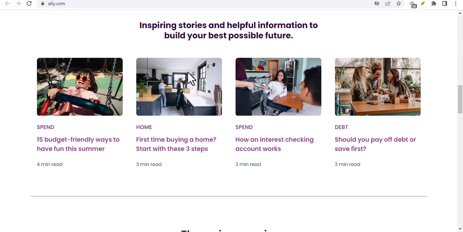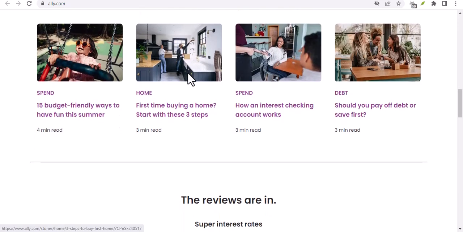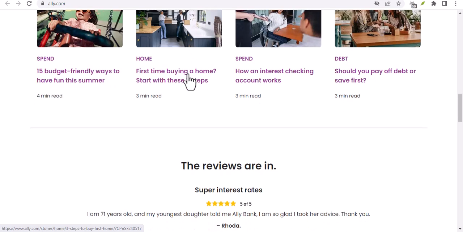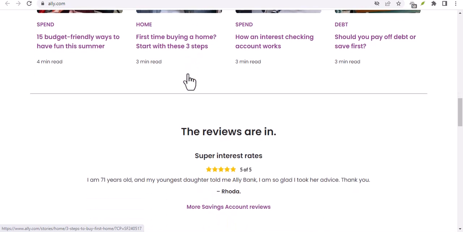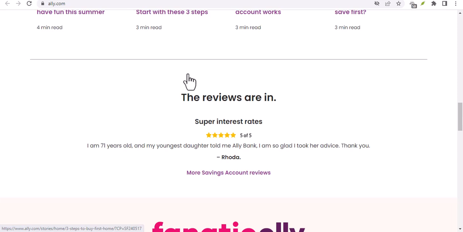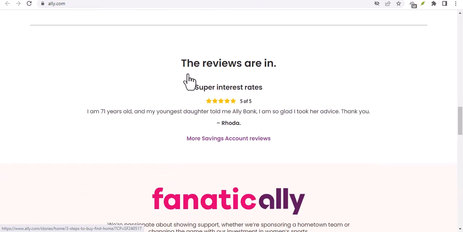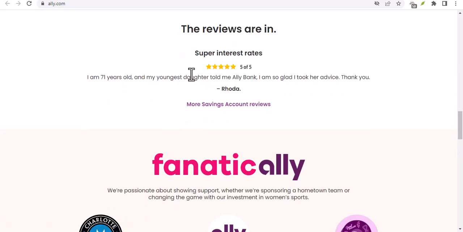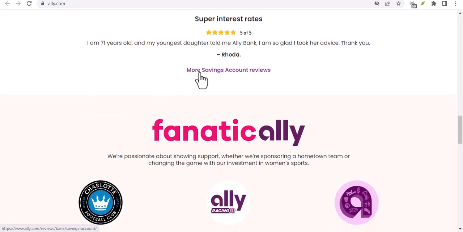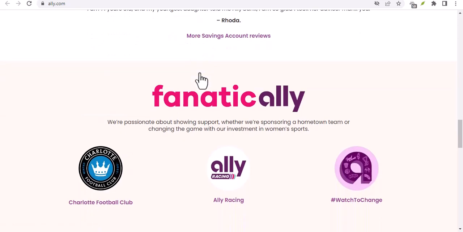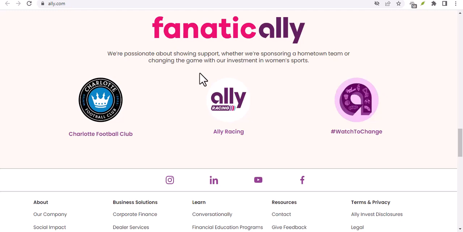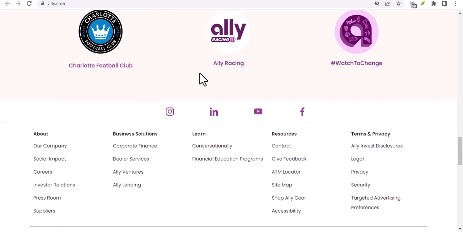Before we dive into Ally Bank's SWIFT code, let's understand the basics. SWIFT stands for Society for Worldwide Interbank Financial Telecommunication. It's a global messaging network that financial institutions use to securely and efficiently send and receive information, particularly for international wire transfers. Think of it as a universal language for banks worldwide. A SWIFT code, also known as a BIC, Bank Identifier Code, is an 8 or 11-character code that identifies a specific bank and its location. It's essential for ensuring your international money transfers reach the correct destination.